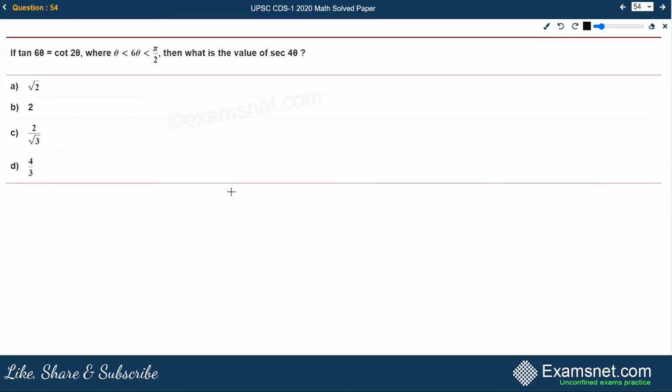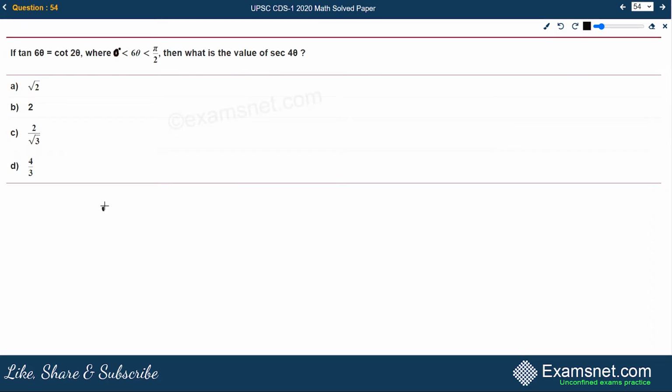In question number 54, we are given that tan 6 theta equals cot 2 theta, where theta lies between 0 and pi by 2. Then what is the value of sec 4 theta?